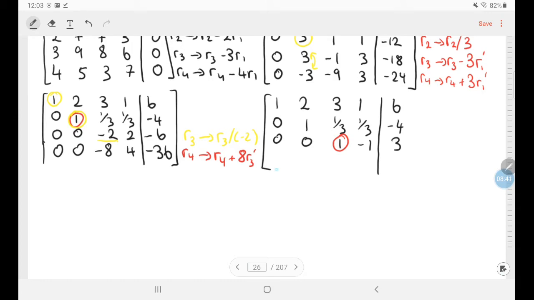So I get 0 plus 8 times 0 is 0. 0 plus 8 times 0 is 0. Minus 8 plus 8 times 1 is 0. 4 plus 8 times minus 1 is 4 minus 8, which is minus 4. And finally, minus 36 plus 8 times 3 is minus 36 plus 24, which is minus 12.